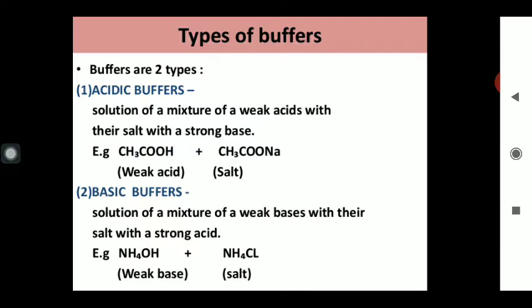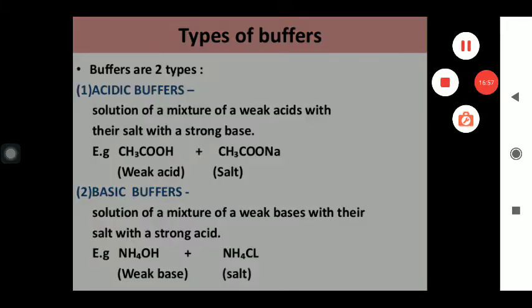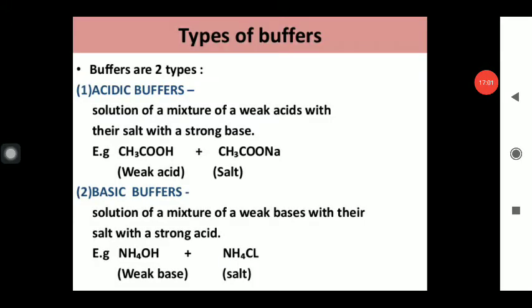So this type of solution which always maintains its acidic pH even on adding its salt with a strong base is known as an acidic buffer solution. This acidic buffer solution is a very important one in our life, which always maintains its tendency. The second one is the basic buffer solution.